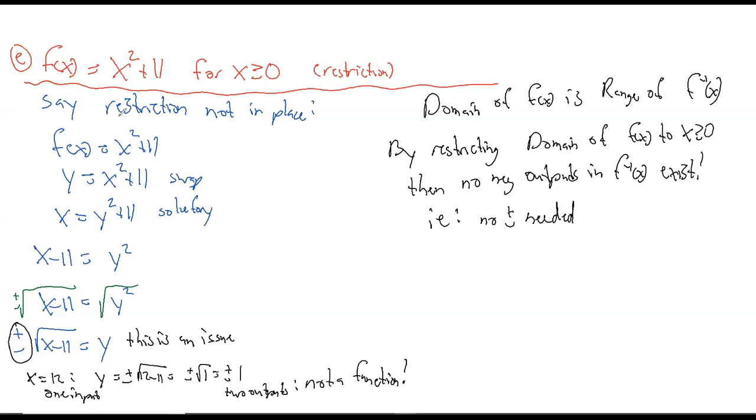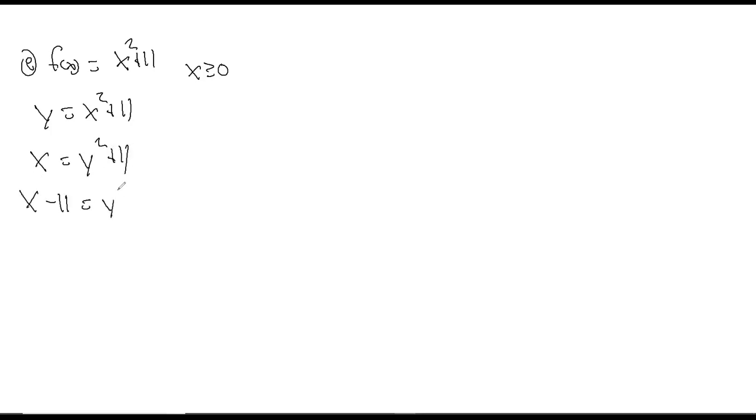So I'm going to do literally the same algebra that's in blue, except for the last step with the restriction. So going back to E, f of x equals x squared plus 11, where the x is going to be positive. So we have that as y equals x squared plus 11. We'll swap them and write it as x equals y squared plus 11. We'll subtract 11 on both sides. We'll take the square root of both sides. Remember, there's no plus or minus by that.